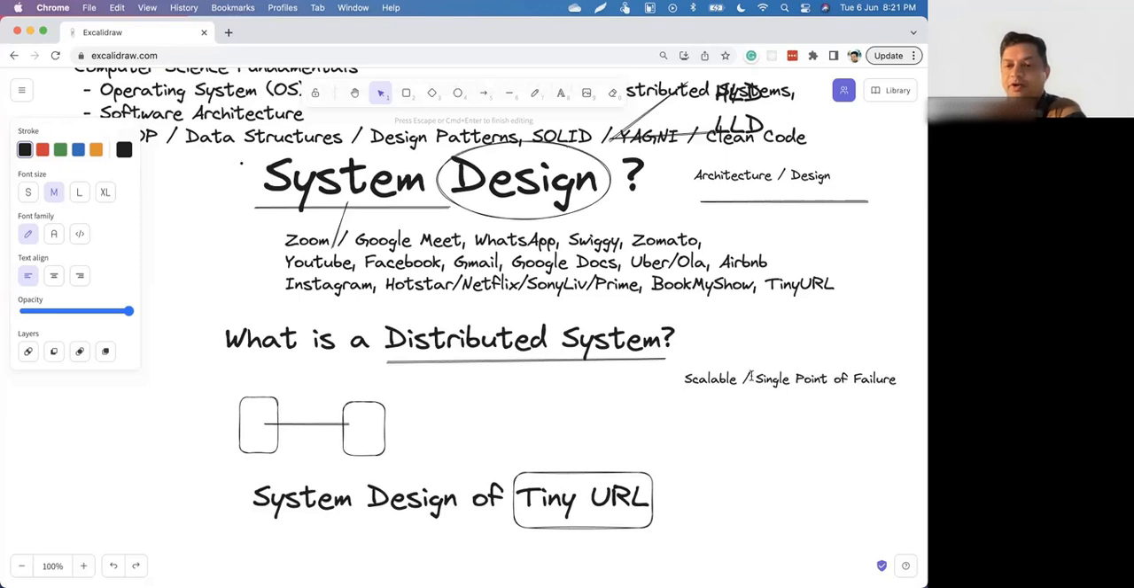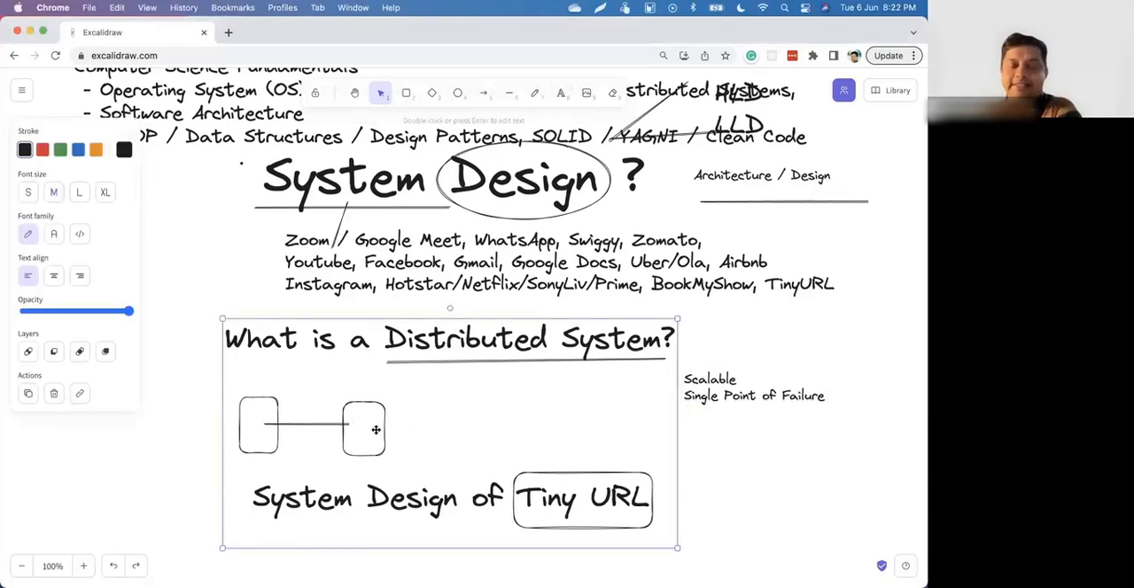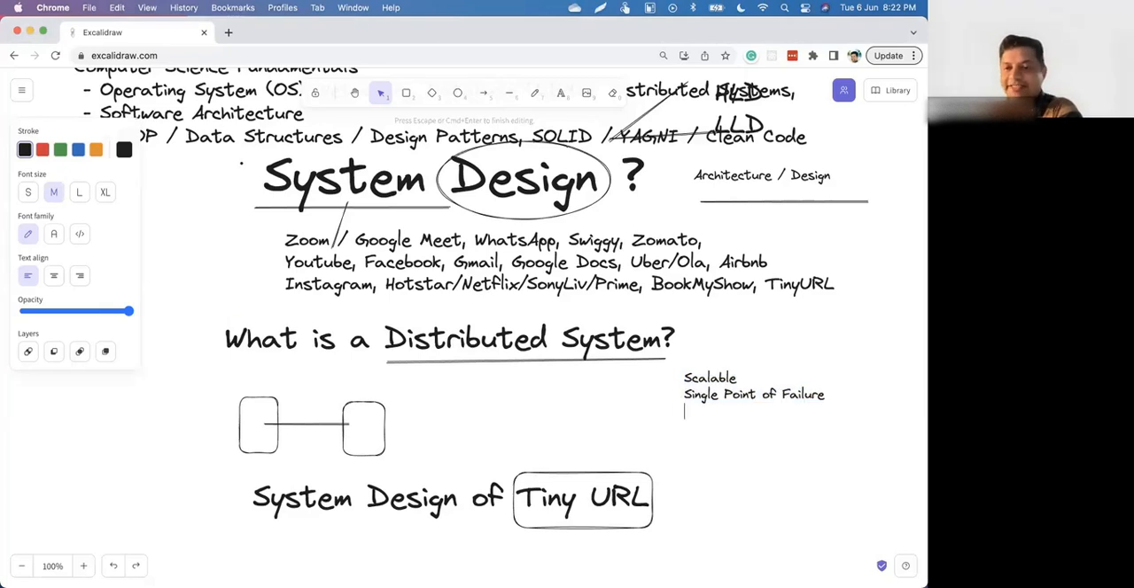Scalability and single point of failure, these are two different things. You mentioned it. What else? Think about more items, more characteristics, which is important. What if we have only one system, and if that crashes, what will happen?